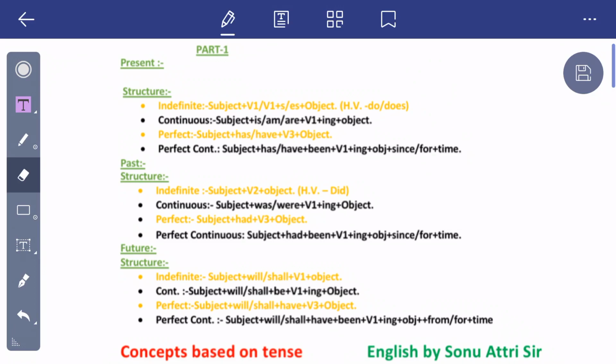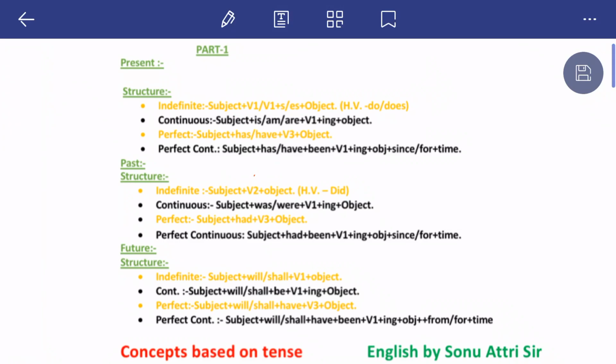I hope it is understood to you up to now. So let us move on to past structure. I have given you the structure of past as well, where we use second form in the affirmative formation, and we use did as the helping verb. You can also look at the structure of continuous tense, in which we are using was plus verb plus ing plus object, the same as perfect tense, had plus v third. So I hope all of you are very well known to these concepts of structures.